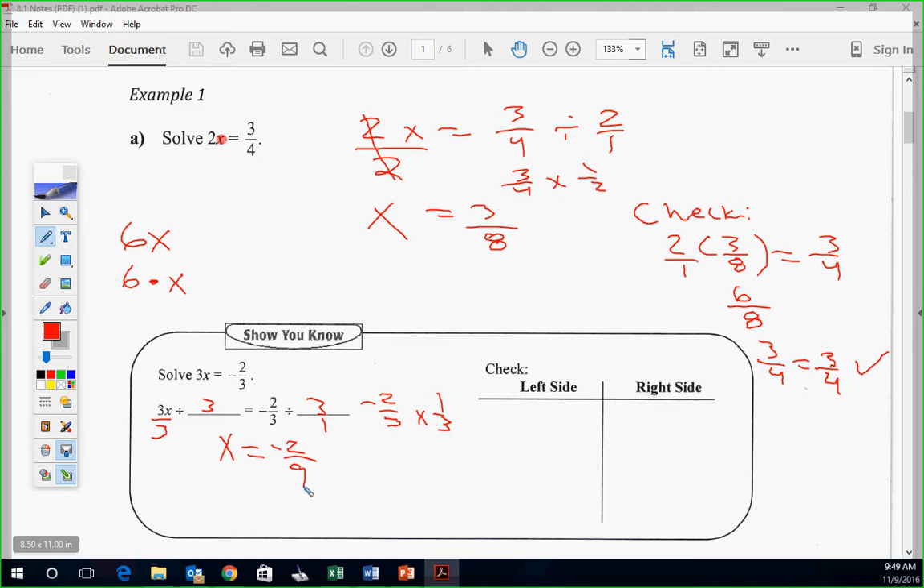Okay, left side. We're checking it, so we plug that answer back in. 3 times negative 2/9 equals negative 2/3. So you put the negative 2/9 in for x. 3 times negative 2/9 is negative 6/9. Negative 6/9 reduces to negative 2/3.